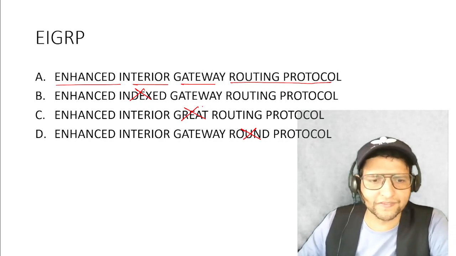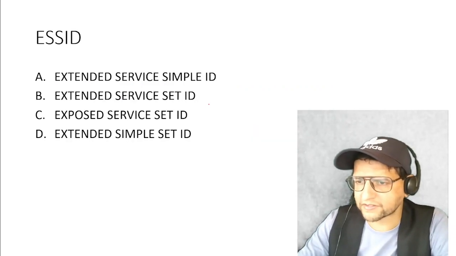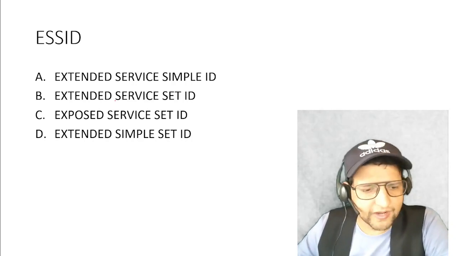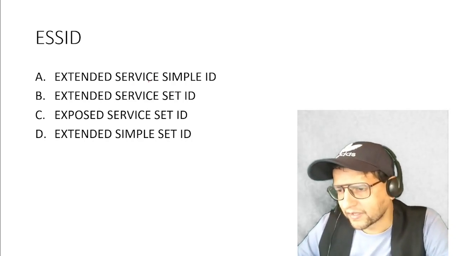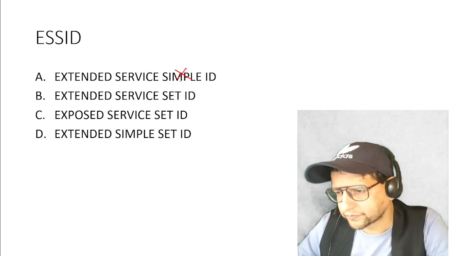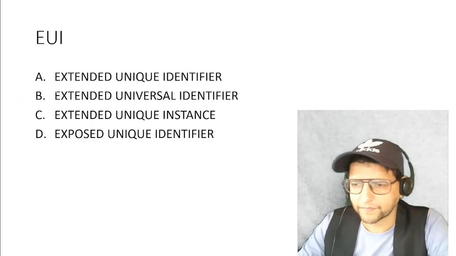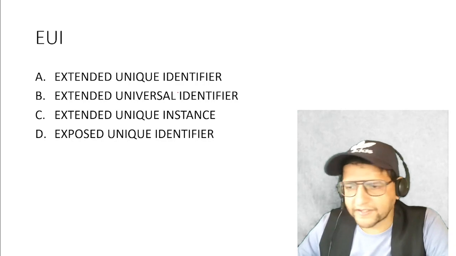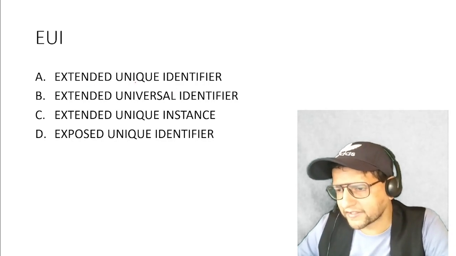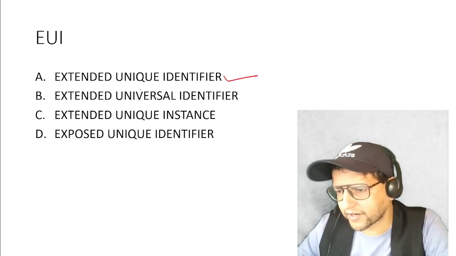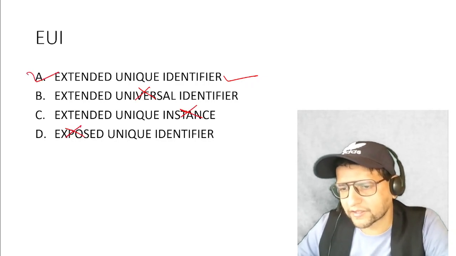I think we should go this way, so we'll come to know the right answer. ESSID is your extended service set ID. Extended, it's not simple. Yes, it is extended service set ID. It's not exposed, it is not simple, correct? So the right answer is B. EUI is your extended unique identifier. This looks right. It is not universal, it is not instance, it is not exposed. So A is the right one.